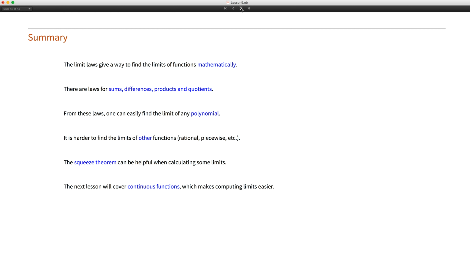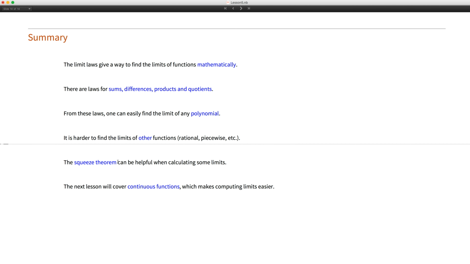Okay, so that brings me to the end of today's lesson, and I'll summarize by saying that the limit laws give us a way to find the limits of functions mathematically. So you can use tables for sure, but the limit laws are the best way to get the limits of functions. And there are laws for sums, for differences, for products, and for quotients. Now from these laws, you can work out the limit for any polynomial. That's really simple, but it is somewhat harder to find the limits of rational functions, which can become 0 in the denominator at some points, or piecewise functions where things can go quite wrong, etc.